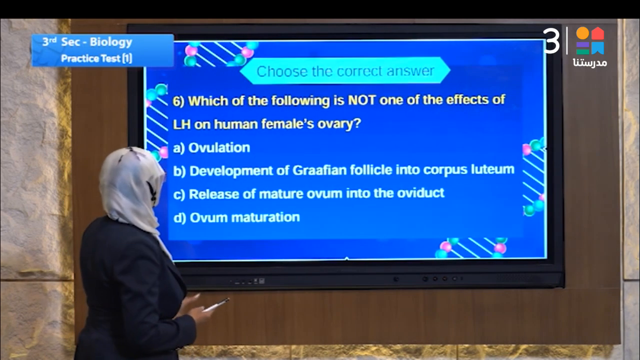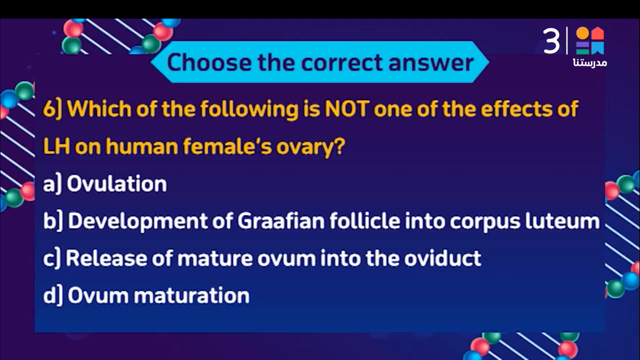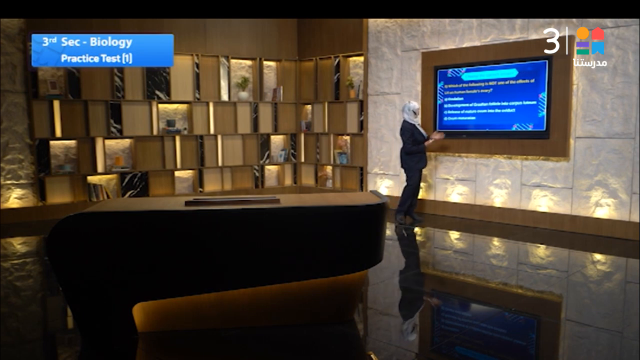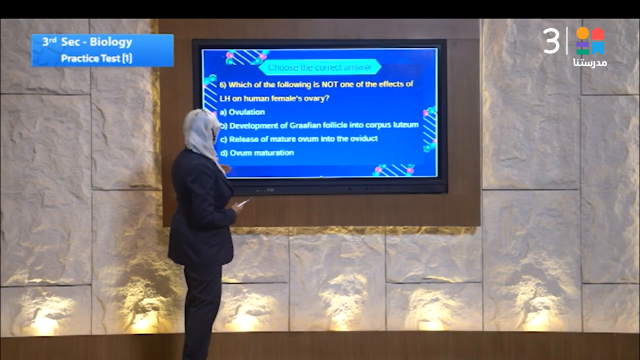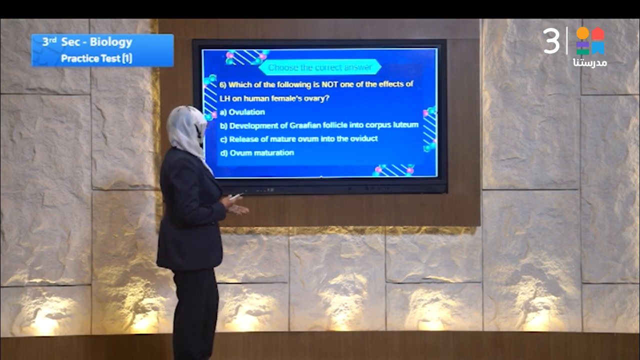Let's go to number 6. The question speaks about which of the following is not one of the effects of luteinizing hormone on the human female's ovary. LH is luteinizing hormone. Yes, it's a hormone, and one of these choices is not affected by it. Ovulation, no, LH hormone does affect ovulation.